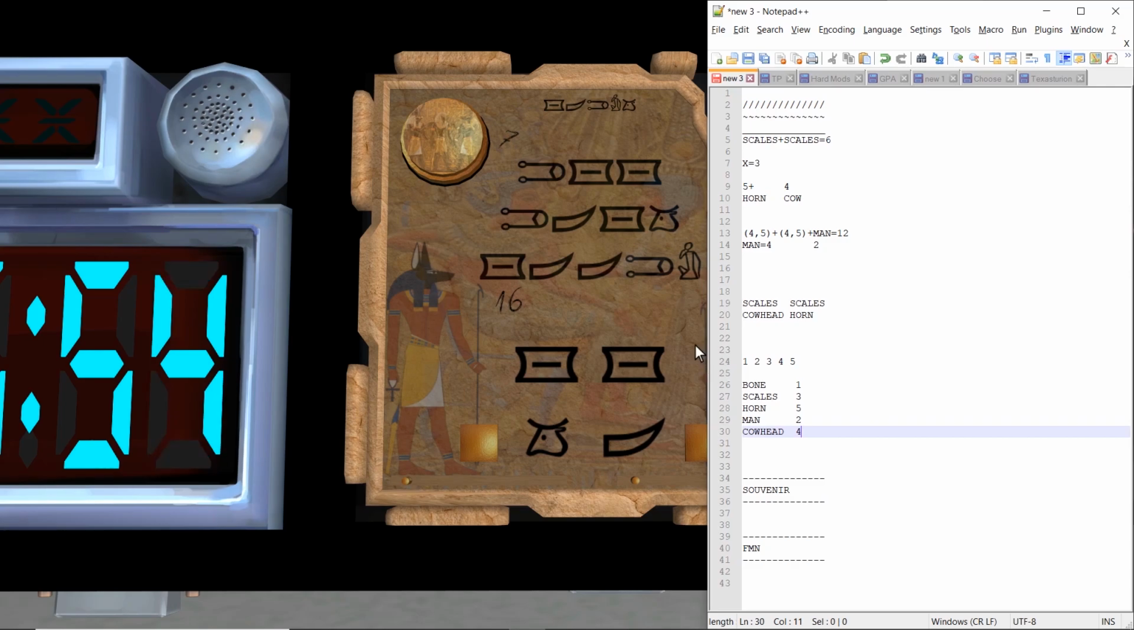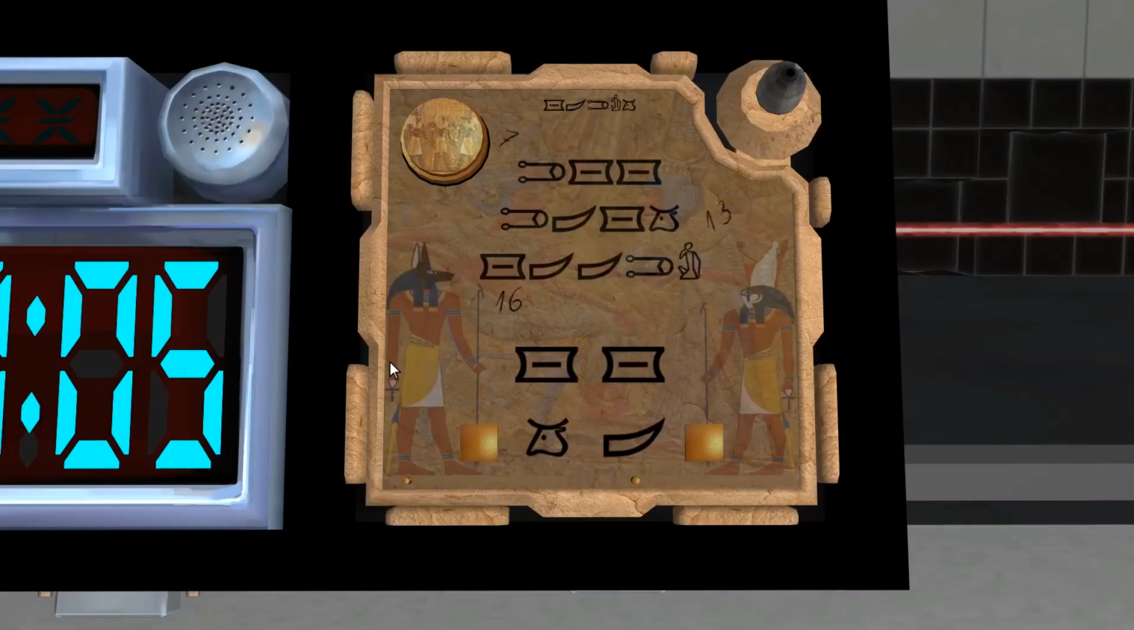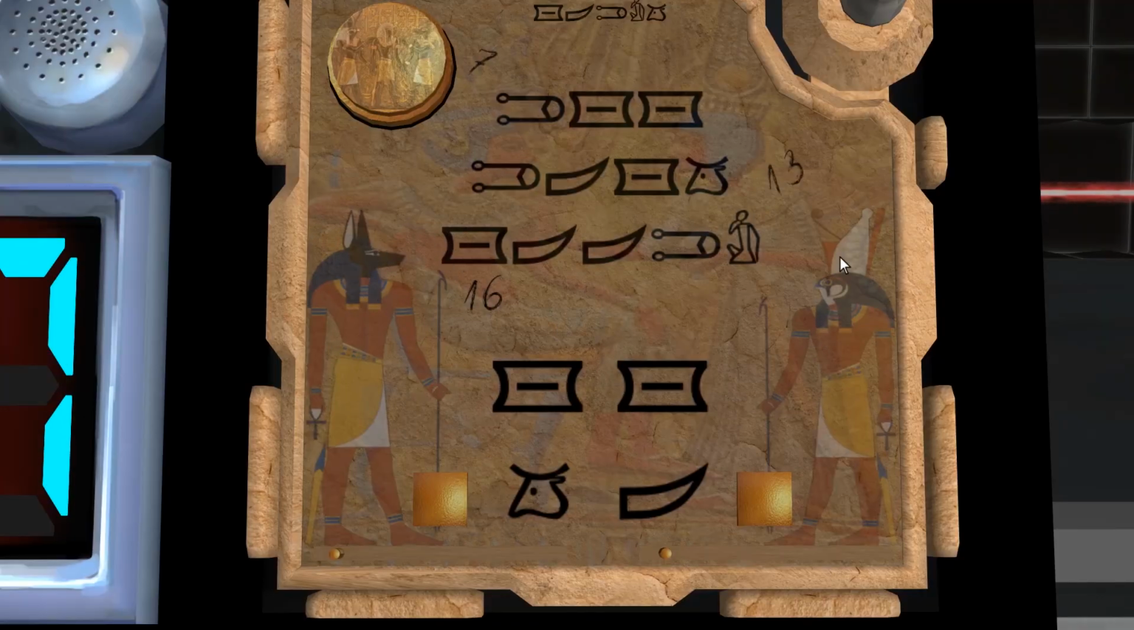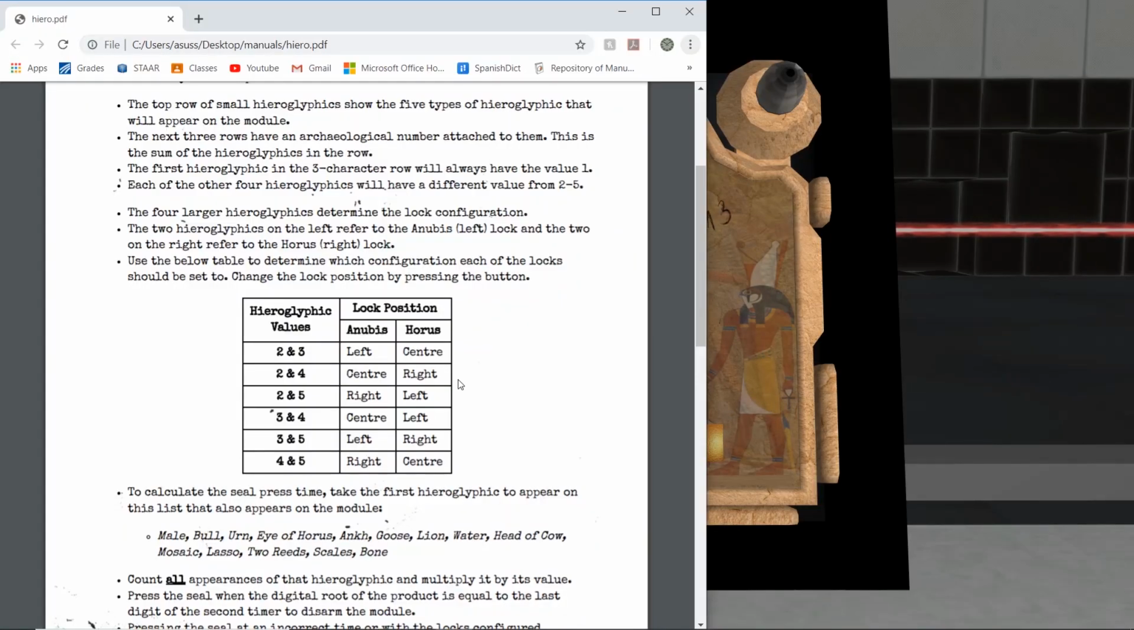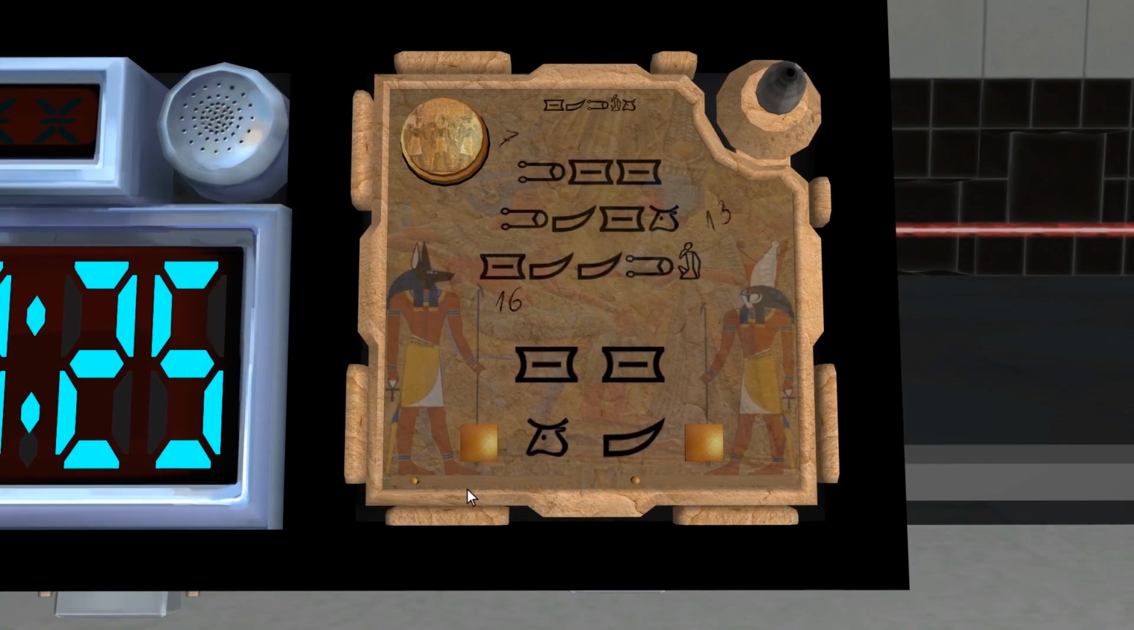So what? Well, we take the values that are on the side, so in this case scales and cowheads, and then we look at the lock position for that side. In case you don't know, this is Anubis and this is Horus. Egypt mythology, it's good. So for Anubis' side, we have scales and cowhead. Scales is 3 and cowhead is 4. So we have the values 3 and 4. So for Anubis' side, we have to put the pin in the middle.